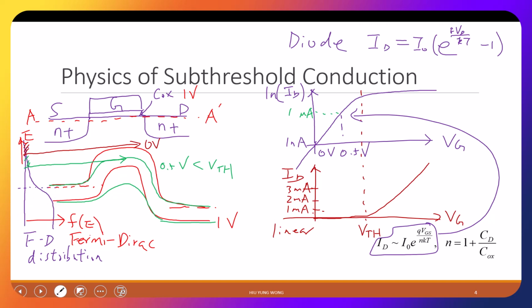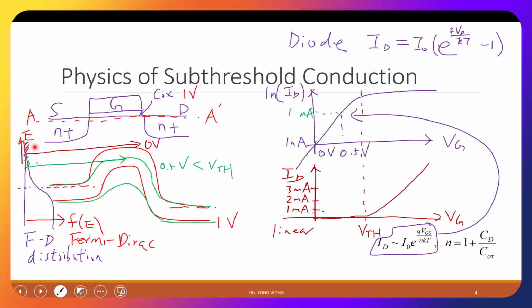Just like the dust I told you about earlier: the truck drives through and you have a lot of dust on the floor. But if you want to find dust that has very high energy, meaning it goes up to the 10th floor, it becomes much less. Of course, that is Boltzmann distribution, not Fermi-Dirac, but just think of it this way. The point is that when you go up, you have exponentially fewer electrons with higher energy, right?